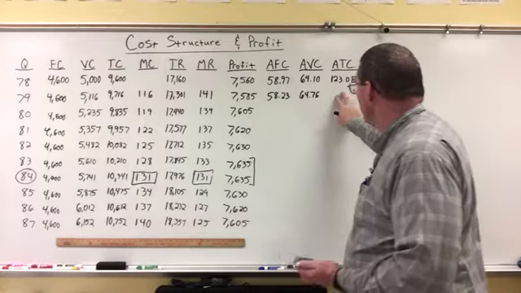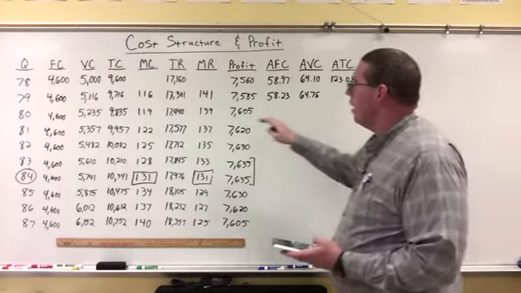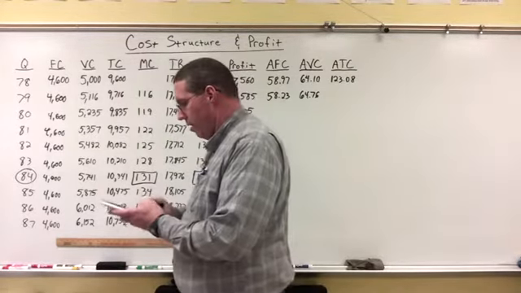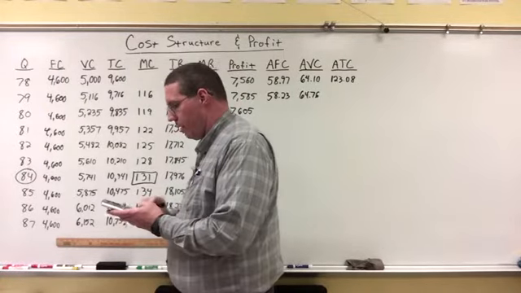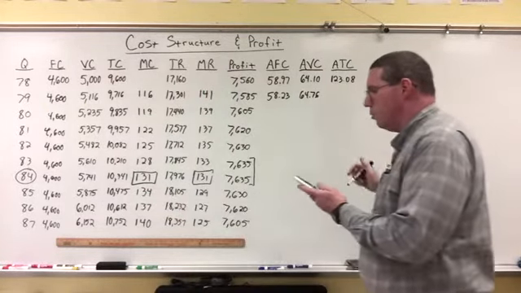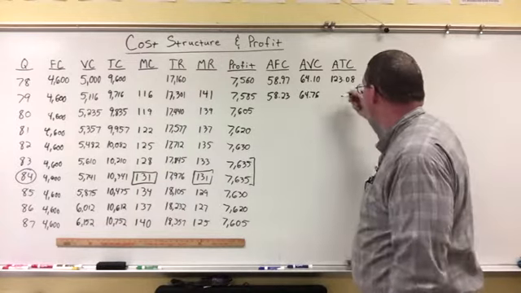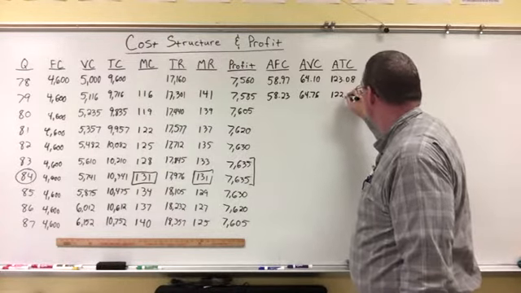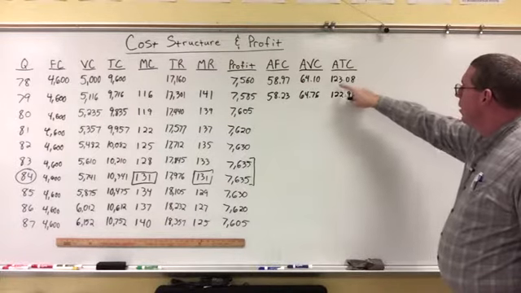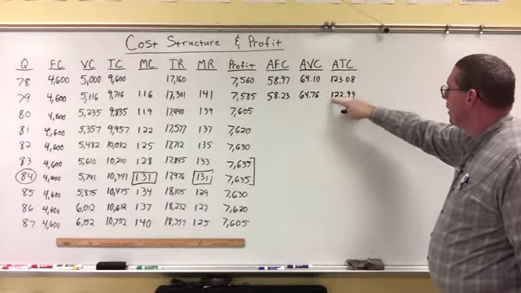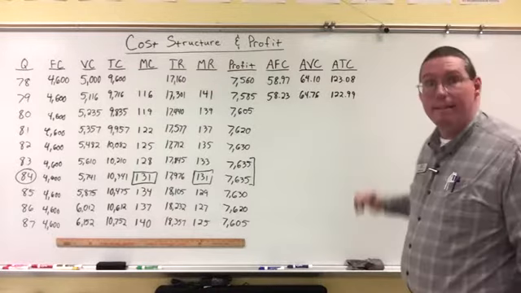What about average total cost? Well, we're going to divide 97.16 divided by 79. And that's going to give us 122.99. Now, what happened to average total cost? It went from 123.08 down to 122.99. It decreased.